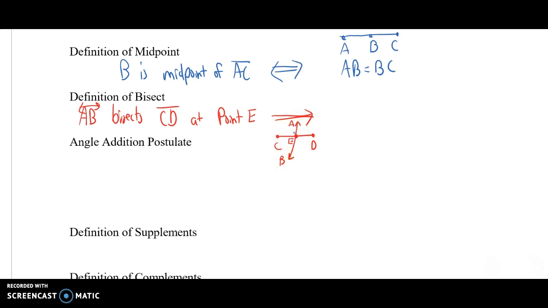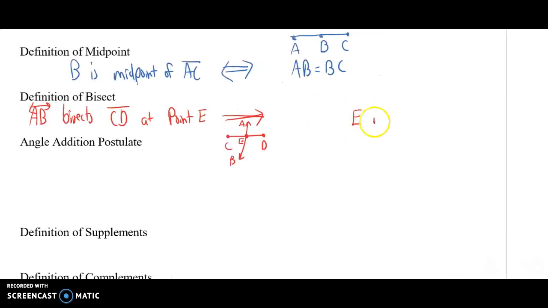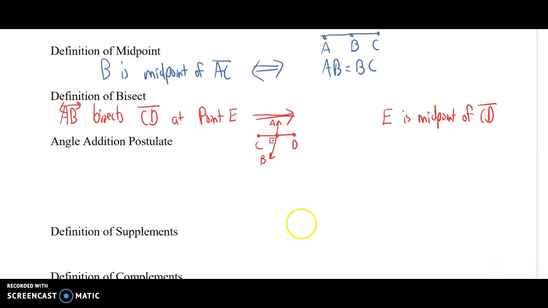And what that means to us then is that E is the midpoint of segment CD. And again, this is a definition. If E is the midpoint of CD and we have this diagram, then we know that is going to be a biconditional as well. That means that it must be the bisector, the segment bisector.